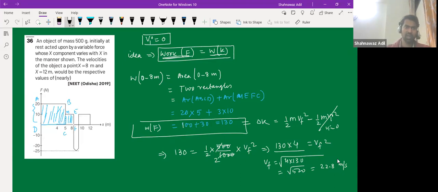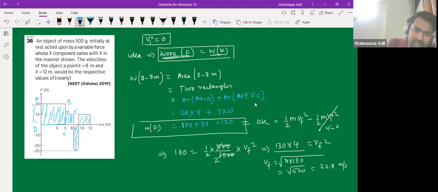Yes, sir. And now we also have to find out the velocity at this 12 meter, right? So what we will do? We will calculate the whole area and then equate it with half m v square, right, guys? Yes, sir.